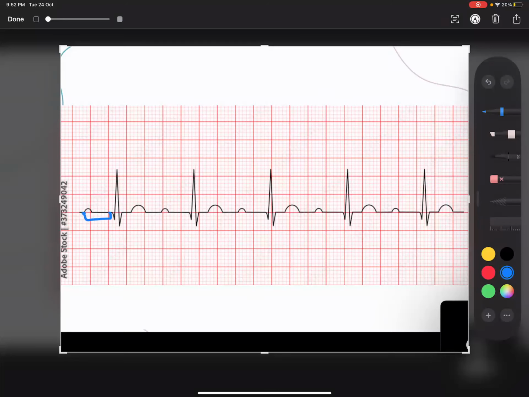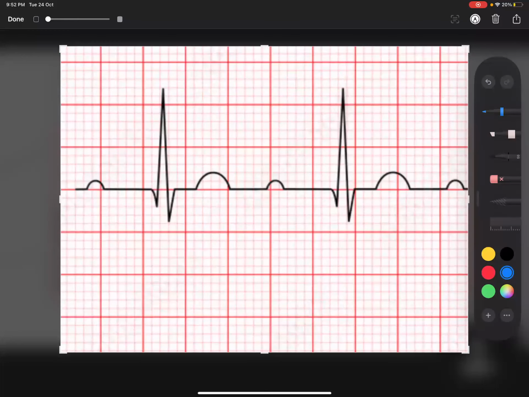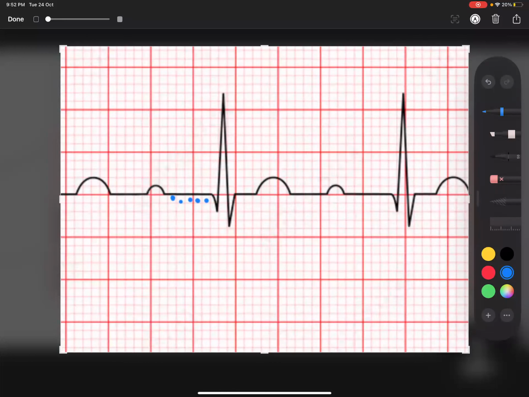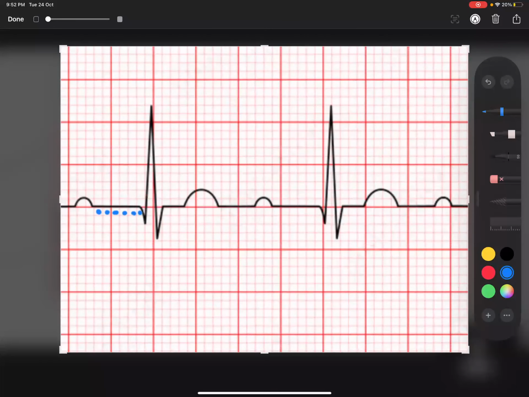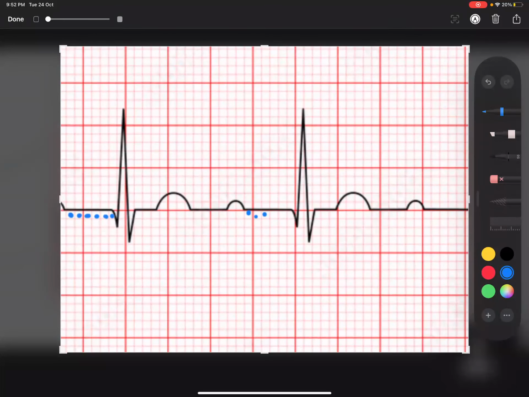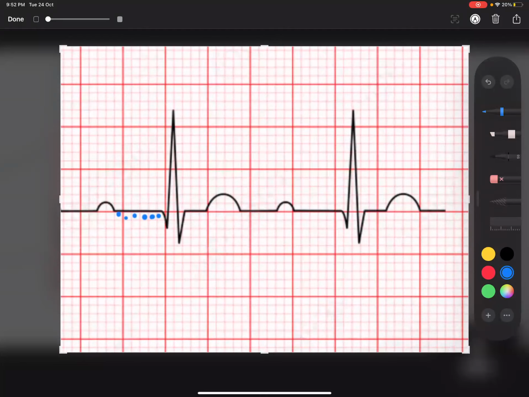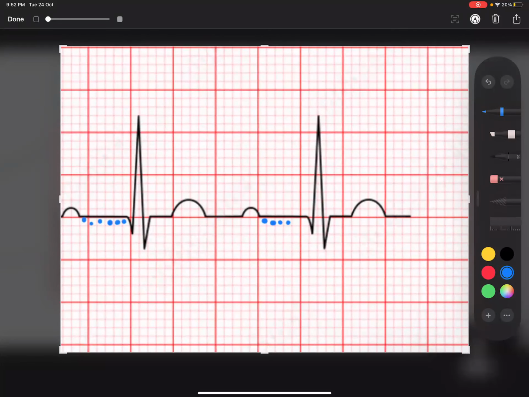We said that it's usually less than 5, right? So how much is it? 1, 2, 3, 4, 5, 6. Six. Oh, so it is prolonged. And then in here, 1, 2, 3, 4, 5. And then in here, 1, 2, 3, 4, 5, and 6 almost. Here, almost the same, 1, 2, 3, 4, 5, 6. So we have prolonged PR. And then in here, 1, 2, 3, 4, 5, 6.